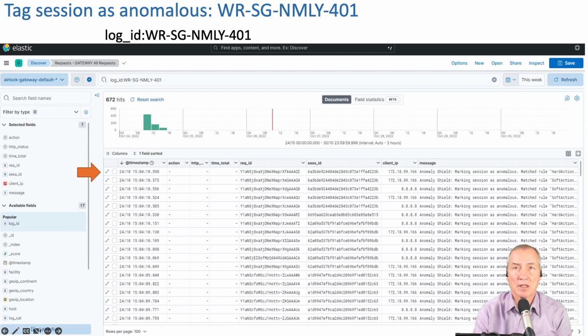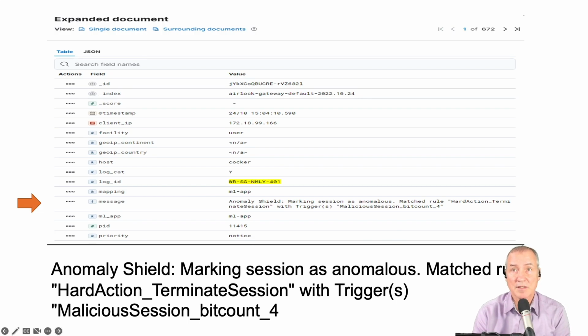Here we are in the Gateway log viewer and we filter on log_ID searching for a 401 for sessions that are tagged as anomalous. We find a couple of events and we are zooming in on the first event. As you can see, Anomaly Shield tells us it has marked the session as anomalous. The bit count of 4 has been reached and our trigger has fired. Our rule hard action _terminate session has been executed and has terminated the session.